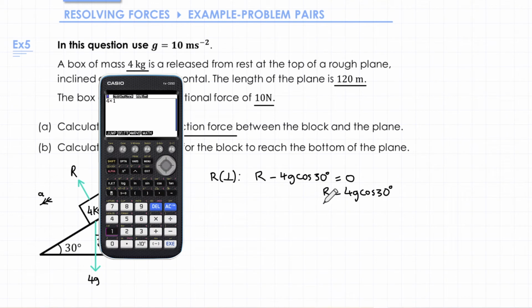Putting this into our calculator gives us 34.6 newtons, but as we're using a value of g equal to 10, we need to round that to one significant figure. So R is 30 newtons to one significant figure.